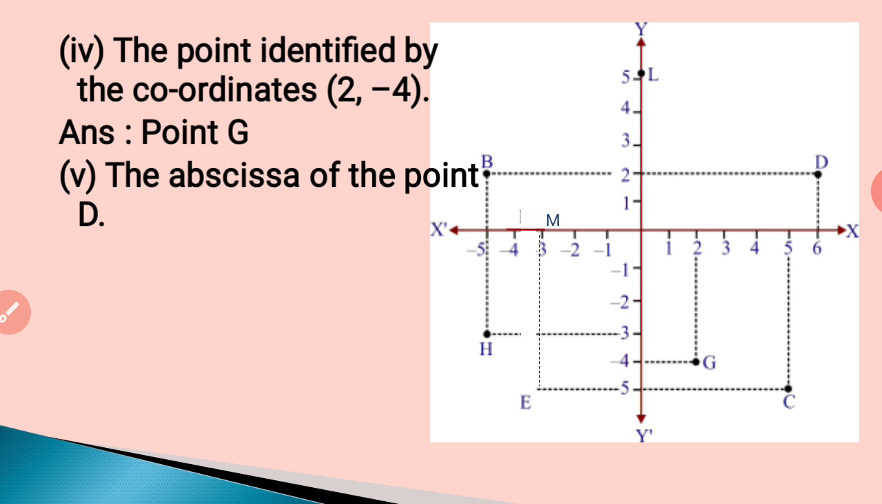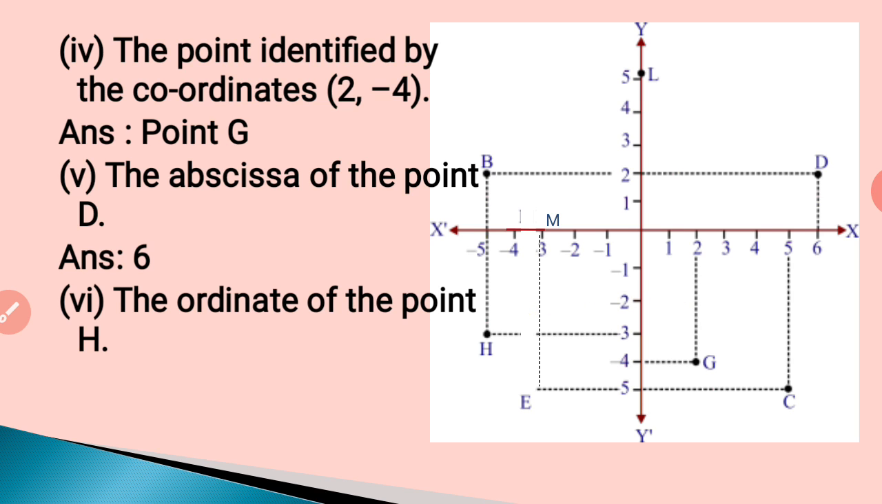Then the abscissa of the point D. Abscissa is the x coordinate. So let us check the x-coordinate of D. It is the perpendicular from D to the x-axis, which reaches at the point 6. So the abscissa of the point D is 6.